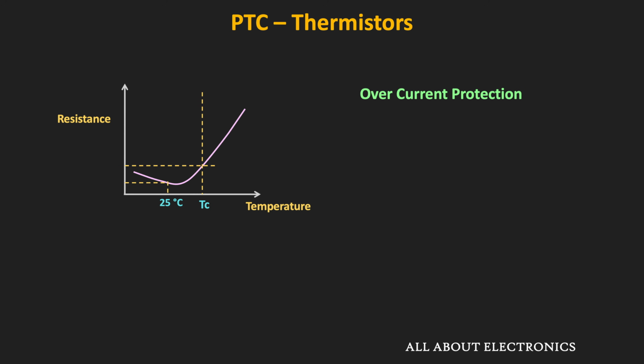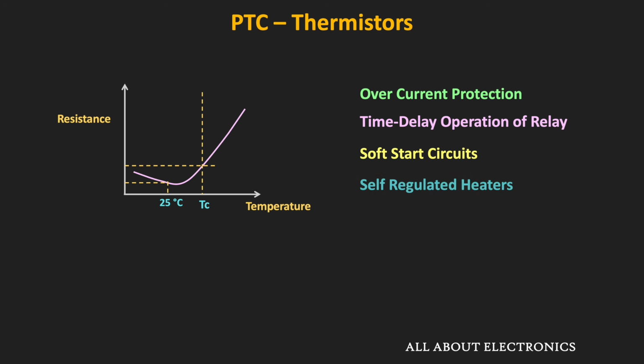Mainly, these PTC thermistors are used for overcurrent protection, as well as in the circuits where we need a delayed operation of the relay. Apart from that, they are also used in the soft starter circuits to increase the lifetime of the component or the specific part. And moreover, in the self-heating mode, they are also used as self-regulated heaters. In all these applications, these PTC thermistors are used in a self-heating mode.